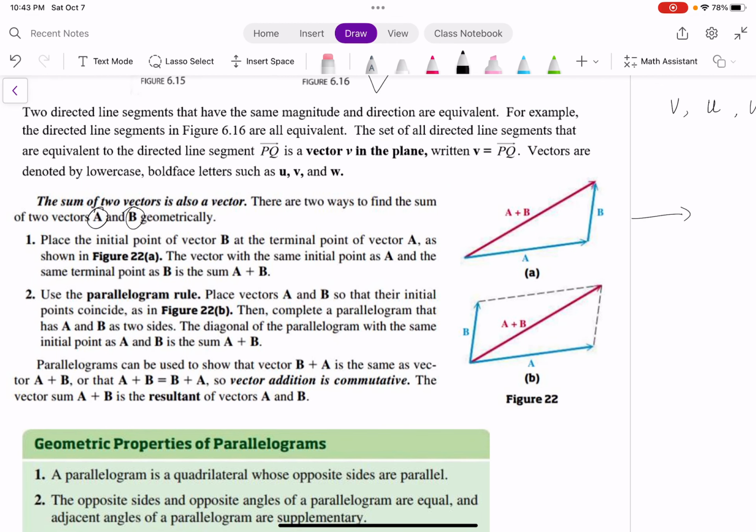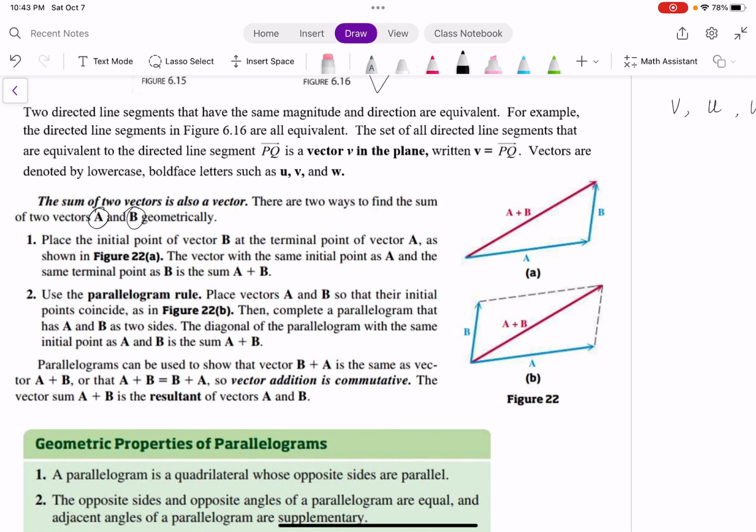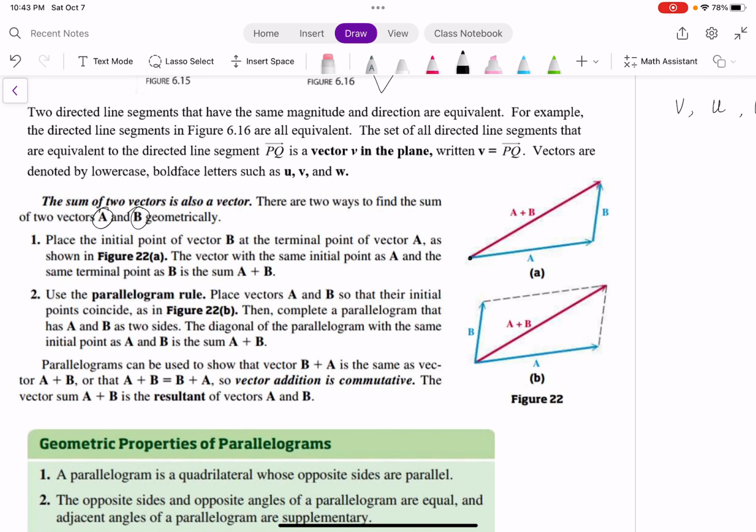So let's move them together. And then connect the initial point of the A and then point to the terminal end of the B. Then the pink segment, this one is the sum of A and B, vector A and B. We also call this the resultant.